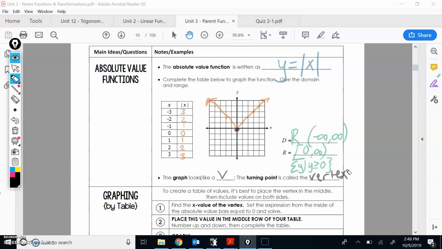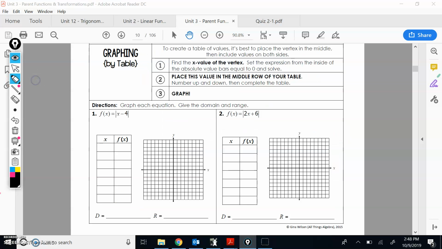Let's talk more about graphing different types of absolute value functions. Number 1 here, it says f of x equals the absolute value of x minus 4. The first step when graphing using a table is we're going to take what's inside the absolute value and set it equal to 0. Doing that, we'll get x to be +4, and that's the x coordinate of our vertex. We're going to put that in the middle, because the vertex is the middle of the graph. Then substituting in 4 for x, we get 0.